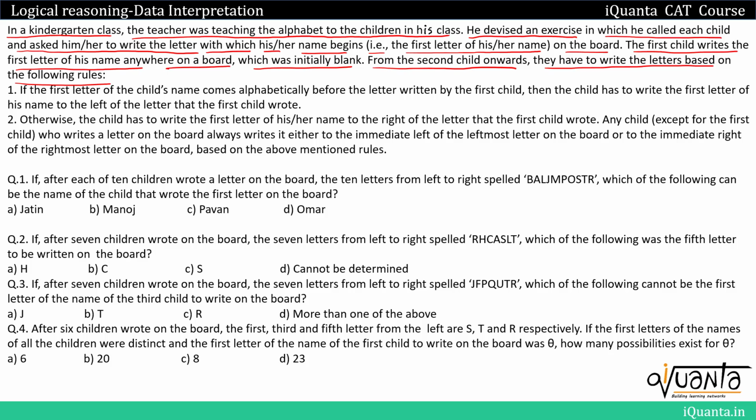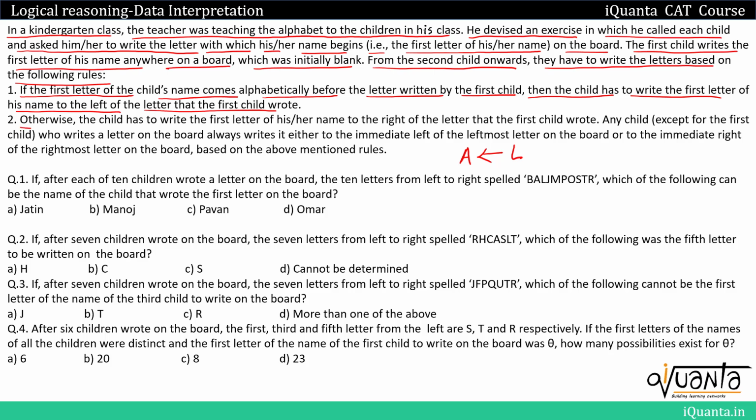After that, the second child that is coming also has to write the first letter of his or her name on the blackboard. But how? Let us read the rules. If the first letter of the child's name comes alphabetically before the letter written by the first child, then the child has to write the first letter of his or her name to the left of the letter that the first child wrote. So let us assume that the first child is writing letter L. Then if the second child is coming, and let us say the first letter of his name is A, then definitely he has to write it to the left of L. That means he'll write A over here.